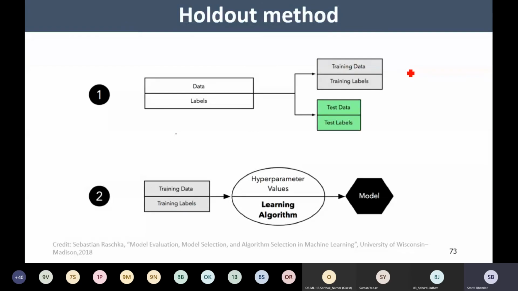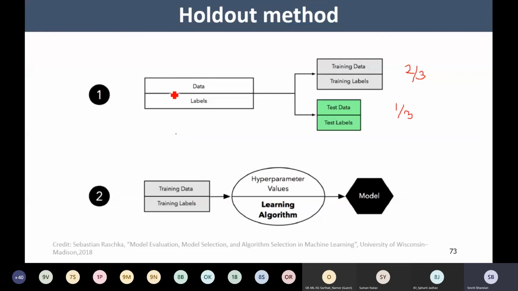And how are we going to partition? Usually 2/3 of the data is used as training and 1/3 of the data is used for testing. So now in my training data set, I have 2/3 of the samples along with the labels. In my test data set, I'll have 1/3 of the samples along with the labels, right? So this is how we have partitioned our data.